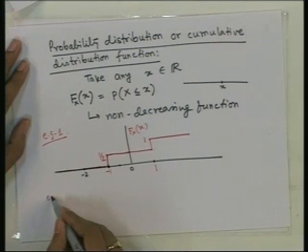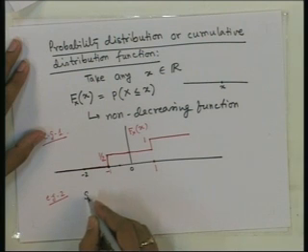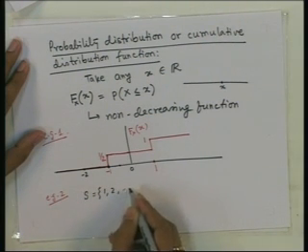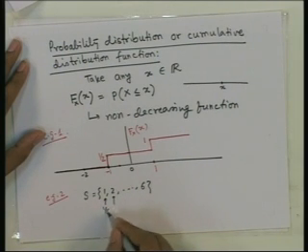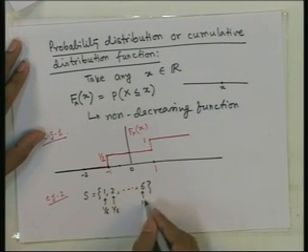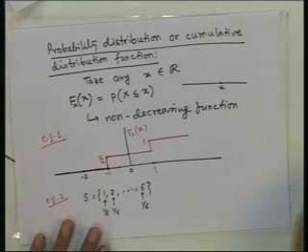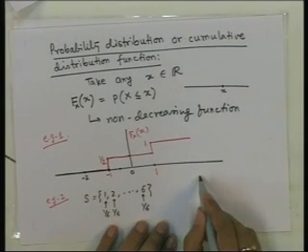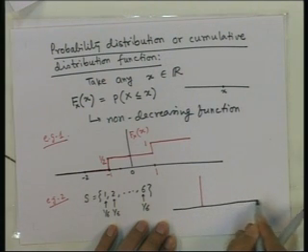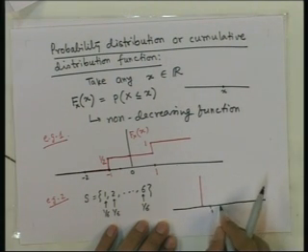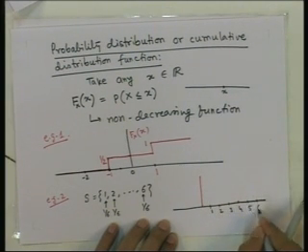Second example, if we throw a die, S is 1, 2 to 6, and it is a fair die, so each has probability 1/6. Now, what is the cumulative distribution function of this random variable? Let us take 1, 2, 3, 4, 5, 6.